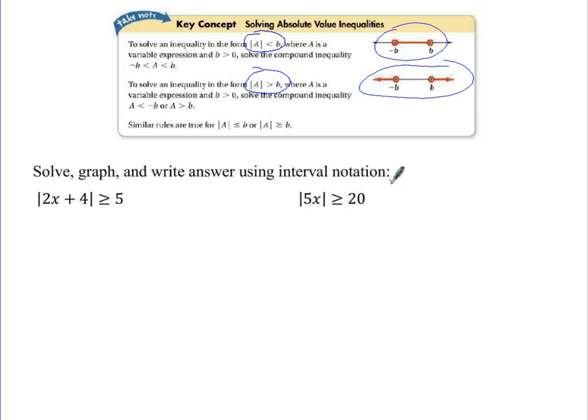So we want to solve, graph, and write our answer using interval notation. Let's also do set builder. Because why not? It's good practice. Solve, graph, write answers using set builder and interval notation here. So what do I need to do first on the one on the left? The absolute value is by itself, so case 1 and case 2.